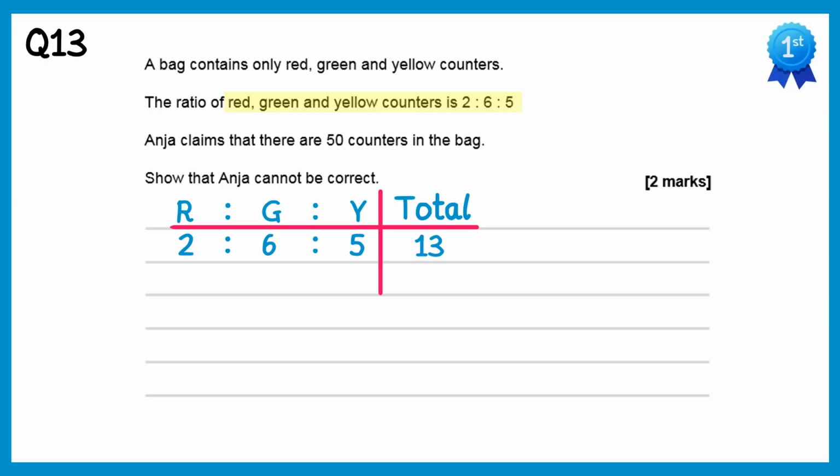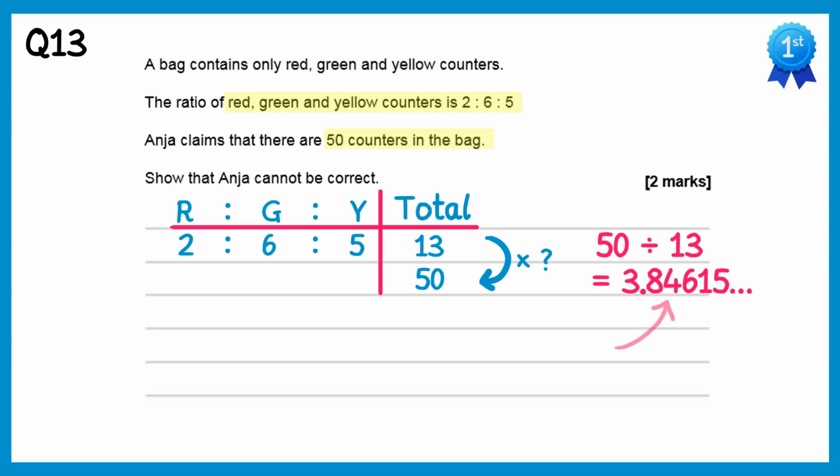Now we're trying to find out if it's possible to have 50 counters in the bag. So if you write 50 underneath the total, then there must be a way of multiplying to get from 13 to 50. To work out what that number would be, you do 50 divided by 13, which gives you this number. Now since this number here is not an integer, 50 cannot be a possible number for the number of counters in the bag.